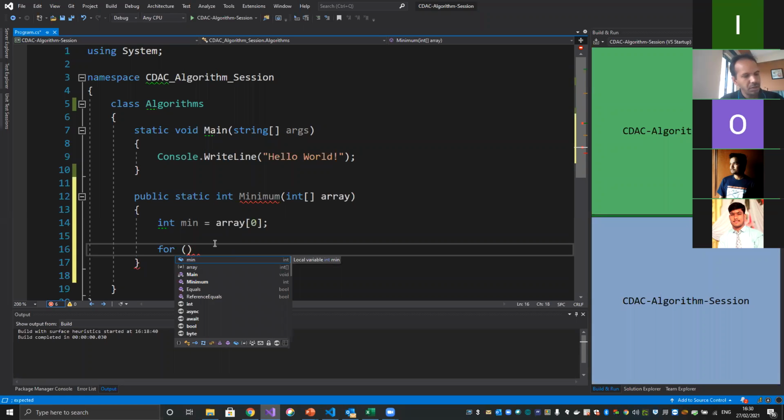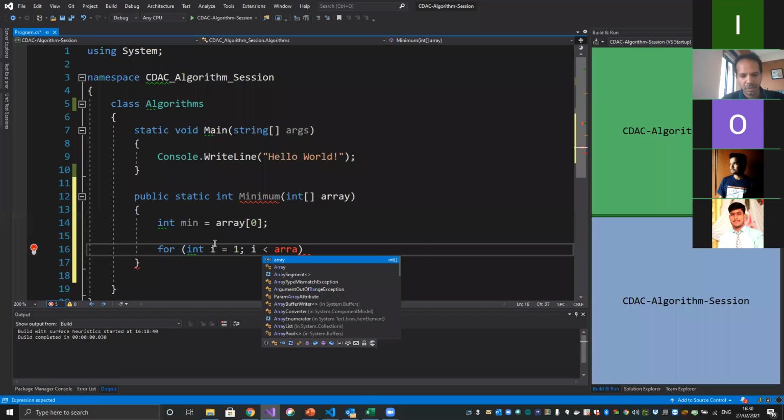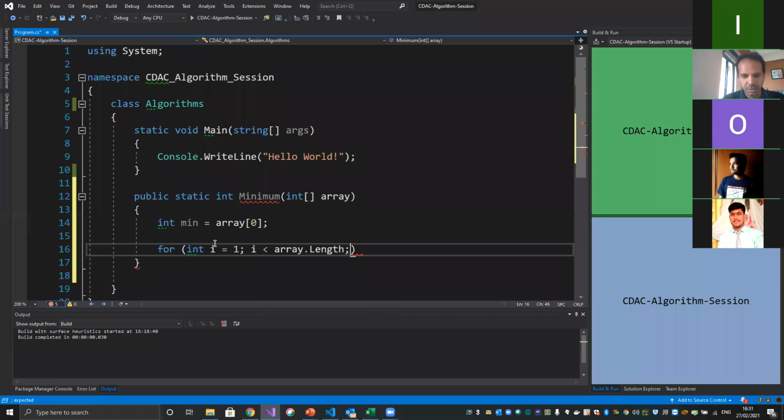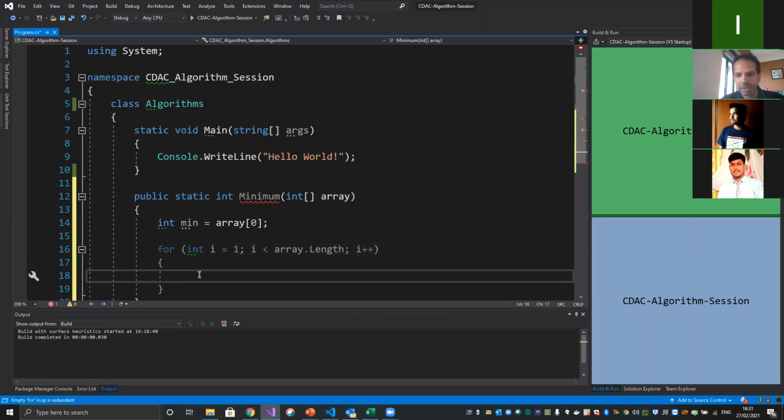For int i equals 1, i is less than array.length, let's say, and then i plus plus, you increase this. Now a question: would it be wrong if I start with 0? No, sir, it's not wrong. Both are equally right to me.